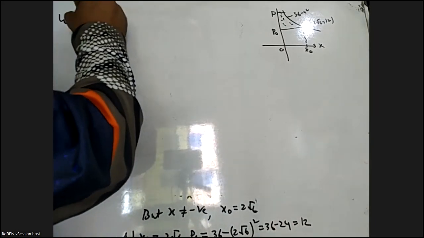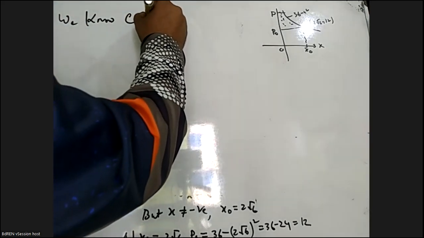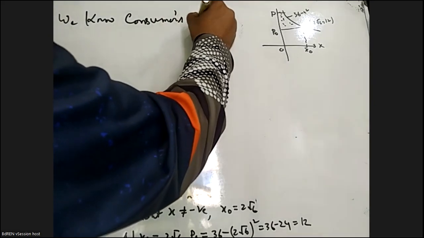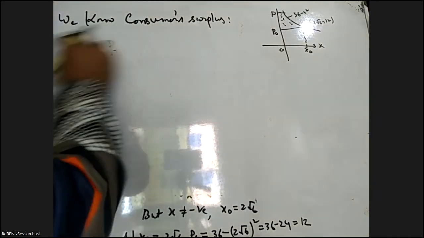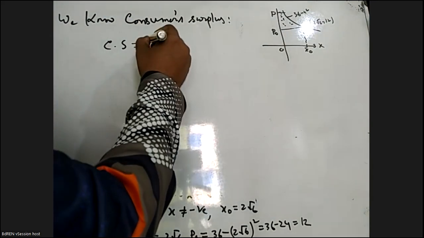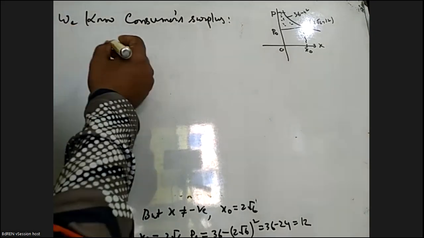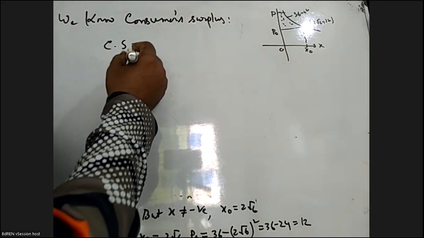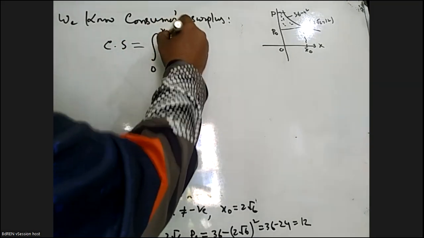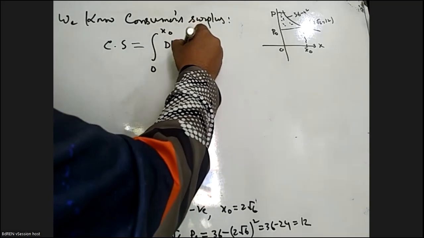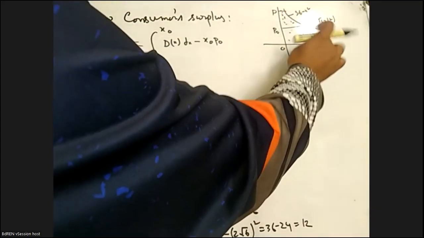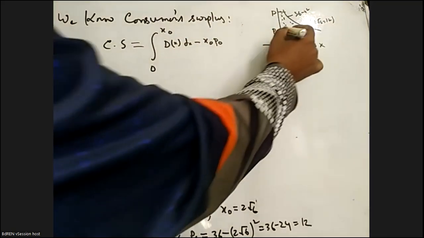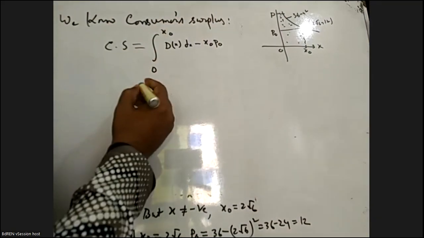We know consumer surplus, CS, equals to, what will be the formula? Consumer surplus equals the area of the demand function from 0 to x naught minus P naught times x naught, this rectangular area. If we subtract the rectangular area from the whole area under the demand function, we get the consumer surplus.